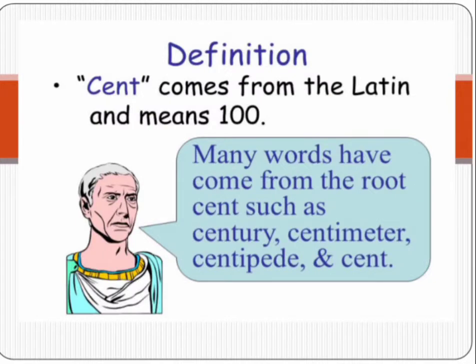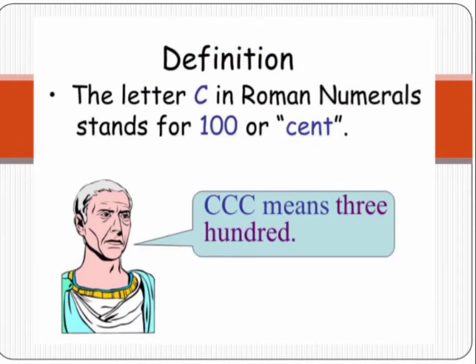Cent comes from the Latin and means 100. Many words have come from the root cent, such as century, centimeter, centipede, and so on. The letter C in Roman numerals stands for 100 or cent. For example, CCC means 300.